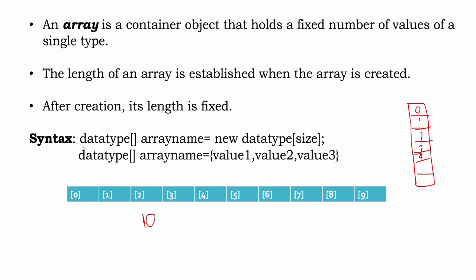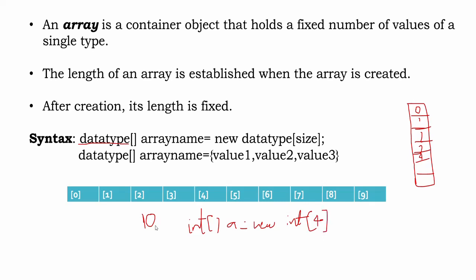So if we see the syntax of it, it says data type, array name is equal to new data type and size. Suppose I want to create an integer array. Let's take an example of int. Let's say int a is equal to new int, and let's define the size as 4.